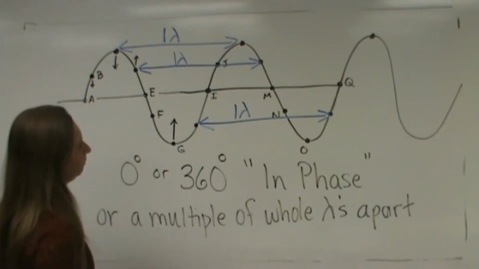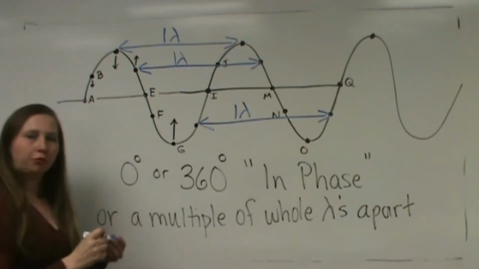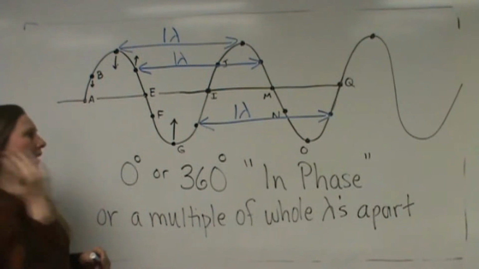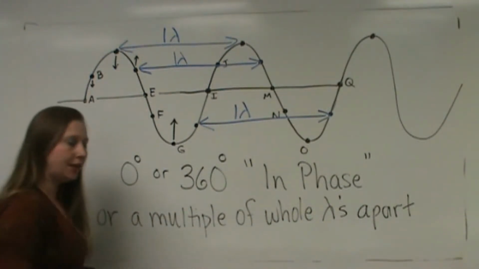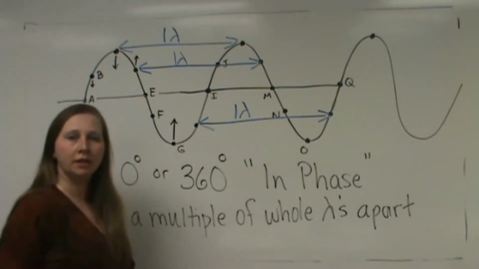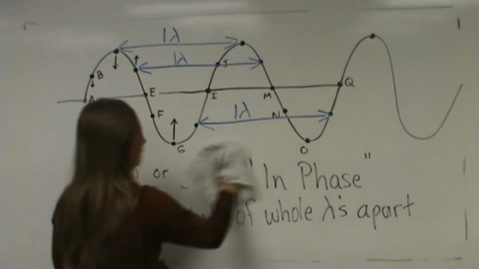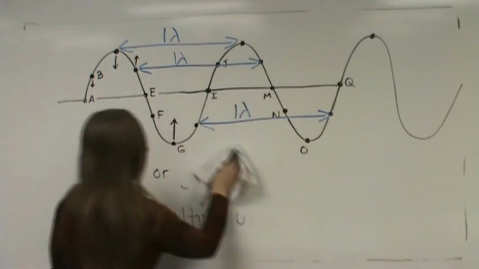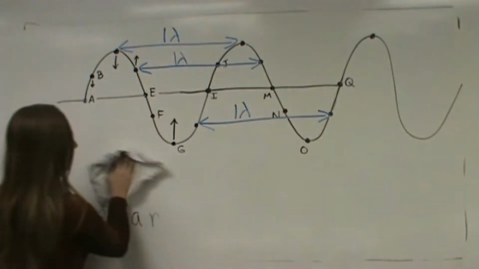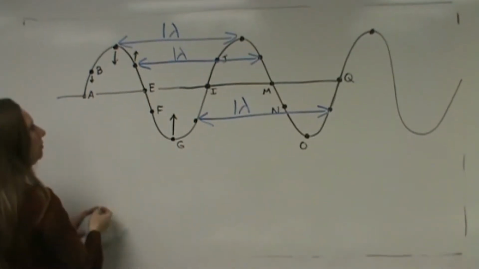So, we've talked about 360 degrees, which is in phase. Right, now let's talk about 180 degrees, which is one example of out of phase. 180 degrees is the most out of phase that 2 particles can possibly be.